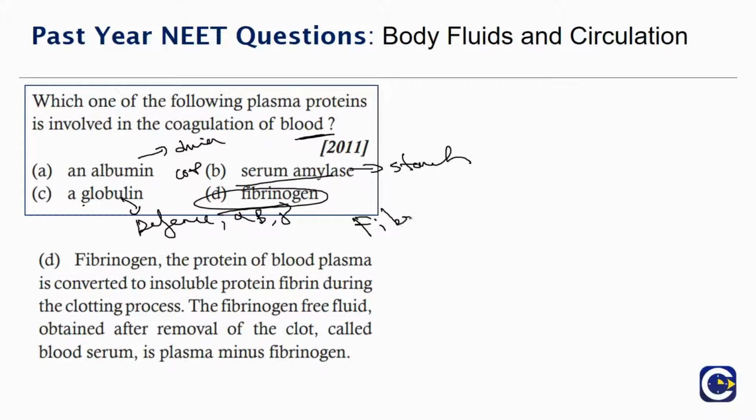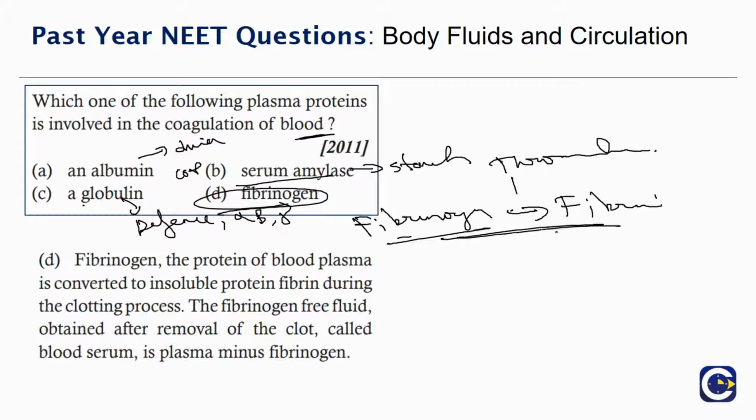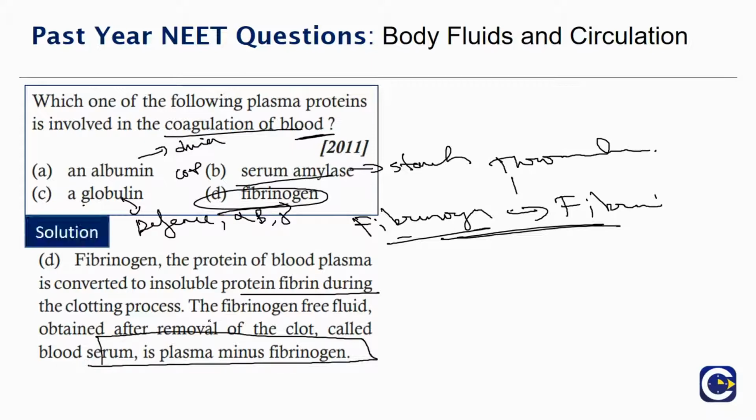Fibrinogen occurs as fibrinogen, which is the inactive form. It converts to fibrin in the presence of thrombin. So fibrinogen is majorly required for coagulation of blood. Fibrinogen, the protein of blood plasma, is converted into insoluble protein fibrin during the clotting process. The fibrinogen-free fluid obtained after removal of the clot is called blood serum. So that is what serum is, plasma minus fibrinogen. So the answer is fibrinogen.